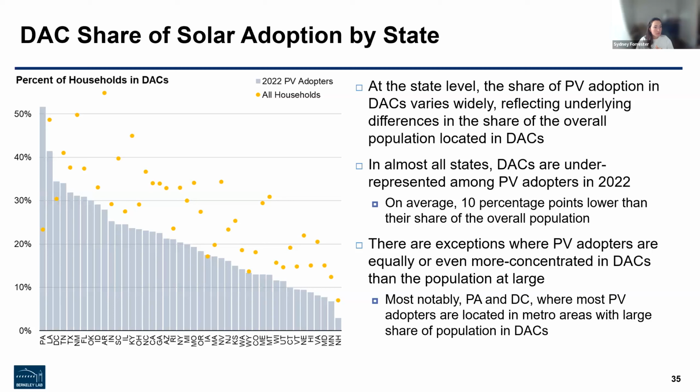The two notable exceptions here are Pennsylvania and DC. This is just because there is a lot of PV clustered in certain, in Pennsylvania's case, certain metro areas that just happen to have a large share of the population located in disadvantaged communities. And I think I remember just Pittsburgh and Philadelphia being a big contributor there. In DC, it's a similar story, but still on average, the share of adopters in disadvantaged communities is about 10 points lower than the share of the overall population in disadvantaged communities in states. Next slide.